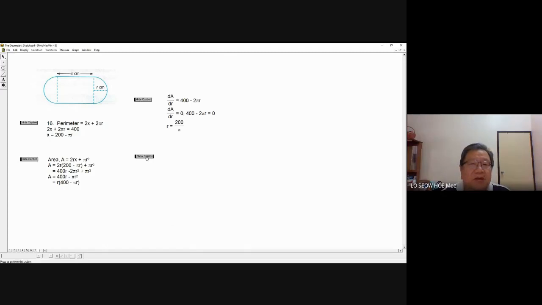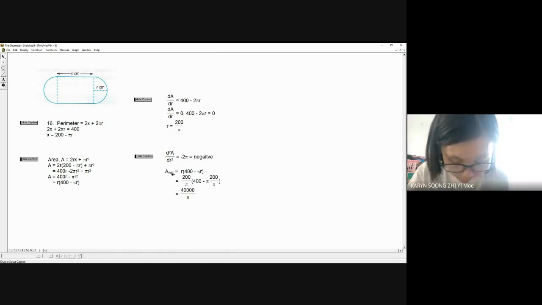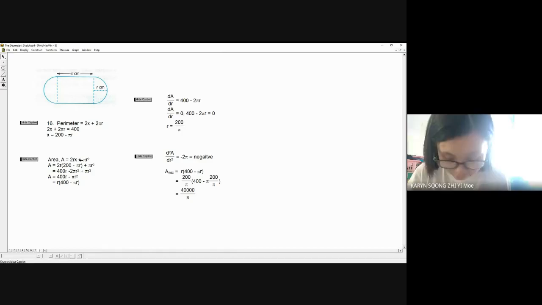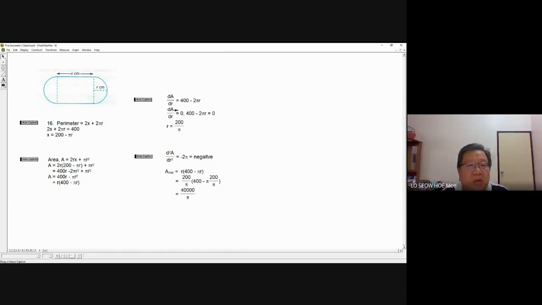So we just substitute this value inside A. It's negative, and negative means maximum. So for A maximum, I substitute the r inside the A here. Don't substitute inside the second derivative or the dA/dr; substitute inside A because they want the value of A. You substitute inside the value of A, then you get 40,000 over pi.